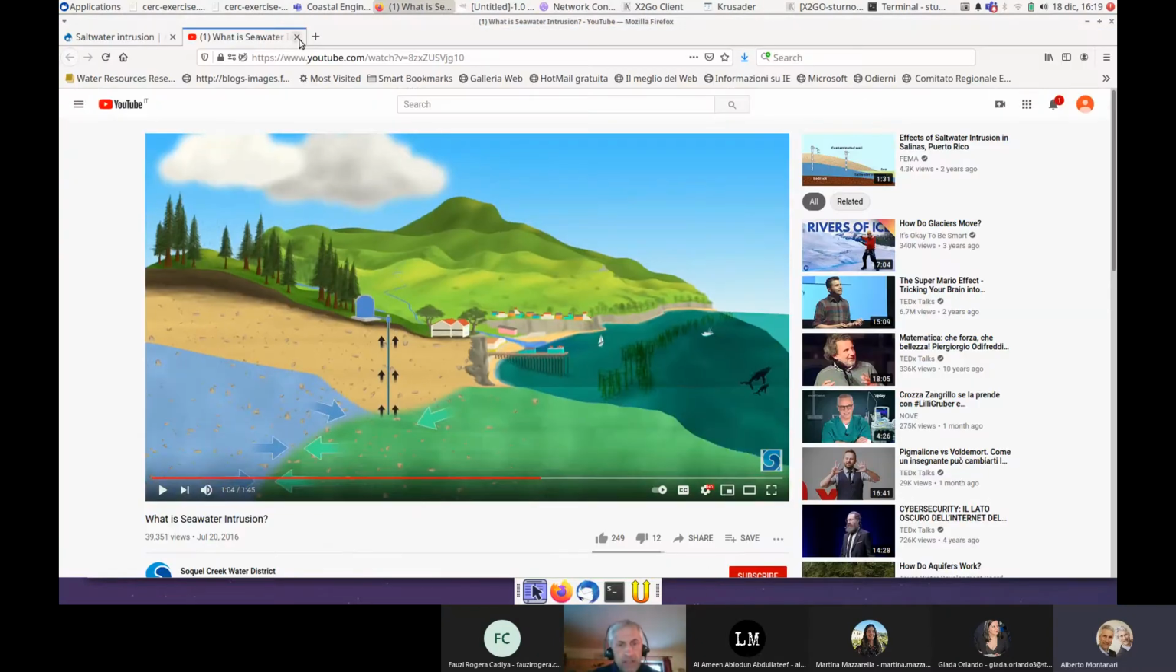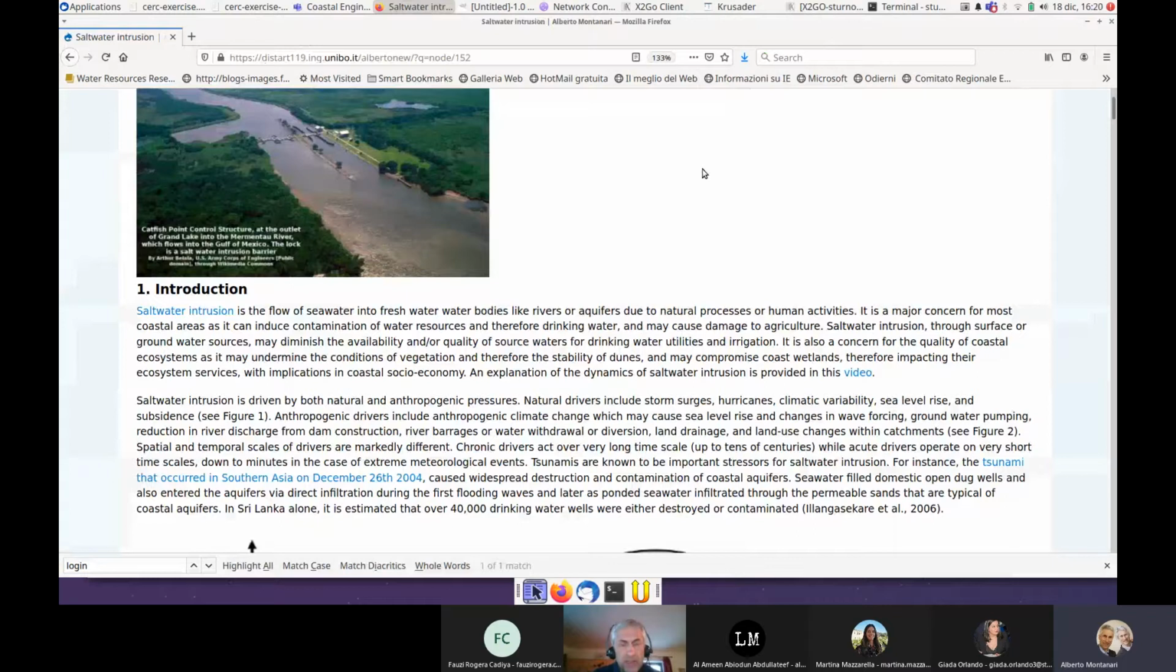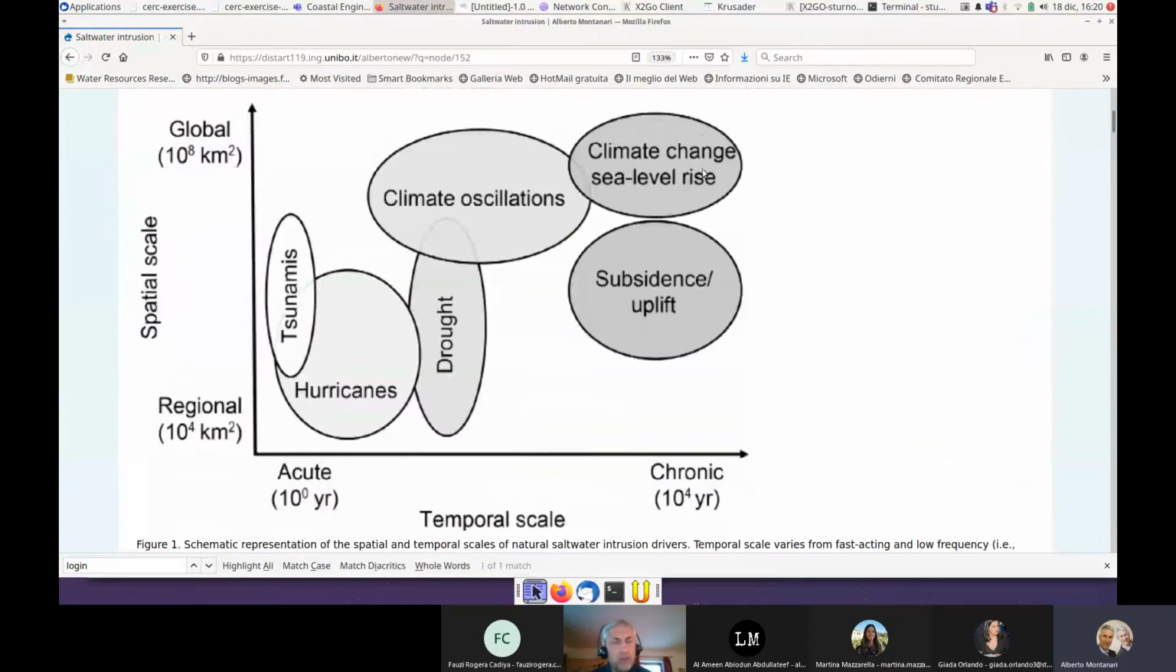And let's look at the drivers now. So what are the drivers of saltwater intrusion? This is a schematic representation of natural drivers. They are depicted on a plane that is based on the two scales, the spatial scale and the time scale. So you see the temporal scale in the horizontal axis and the spatial scale in the vertical axis.